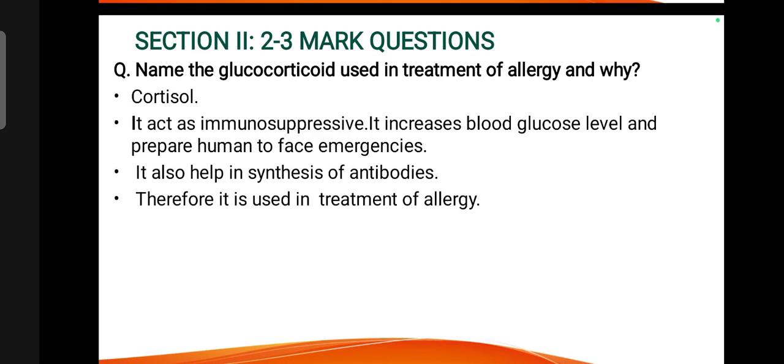Name the glucocorticoid used in the treatment of allergy and why. It is cortisol. It acts as an immunosuppressive. It increases blood glucose level and prepares the human to face an emergency. It also helps in synthesis of antibodies. Therefore, it is used in the treatment of allergy.